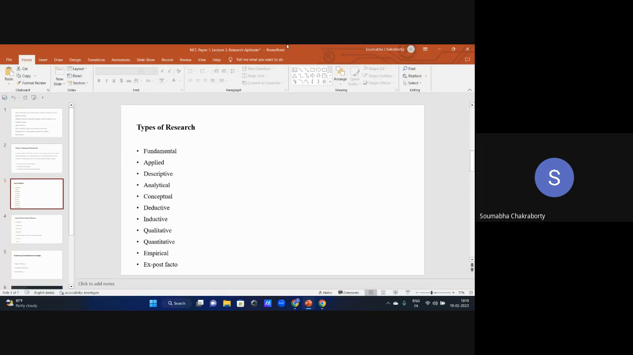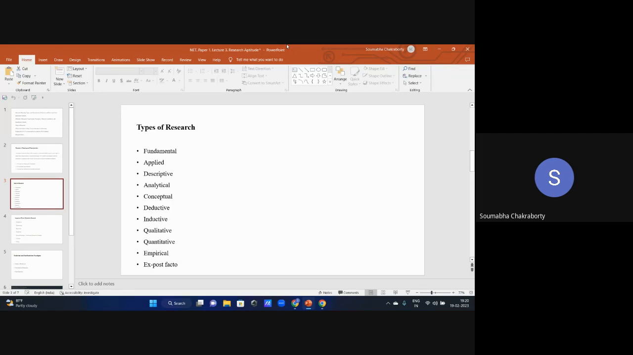Next comes inductive research. This is called the bottom up approach. Deductive research is known as top down approach. Inductive research is known as bottom up approach. Here, theories are formulated and new ideas are explored. So, what is happening in inductive research? We are formulating new theories and we begin with research questions. In inductive research, we begin with research questions and new theories are formulated, new ideas are explored.